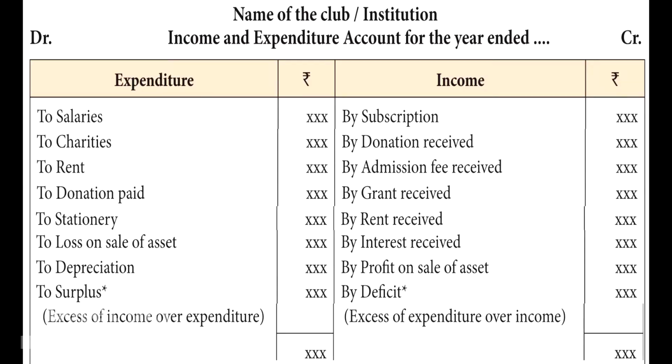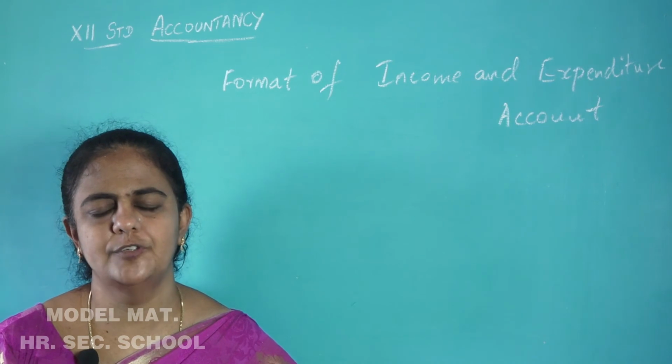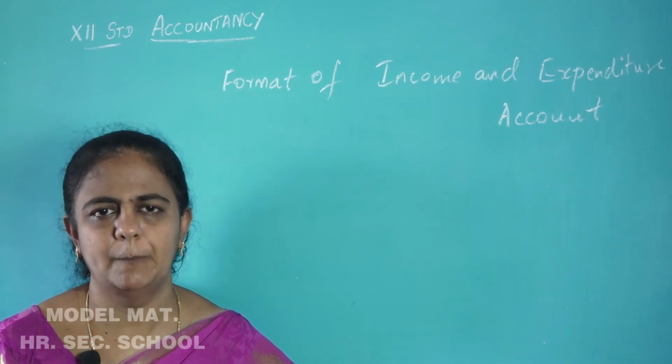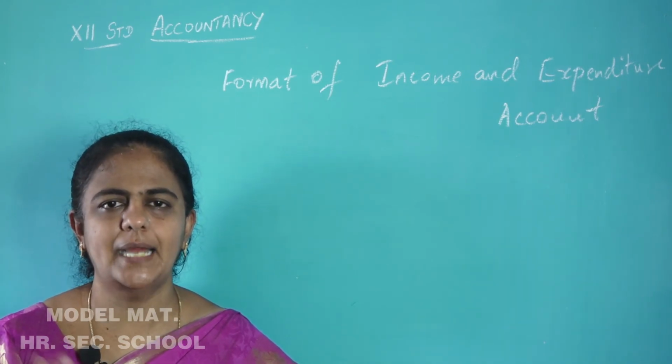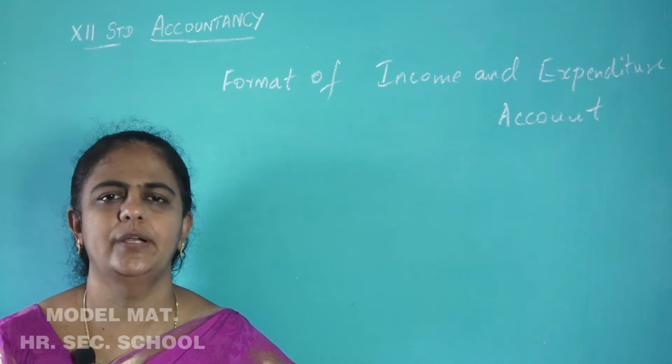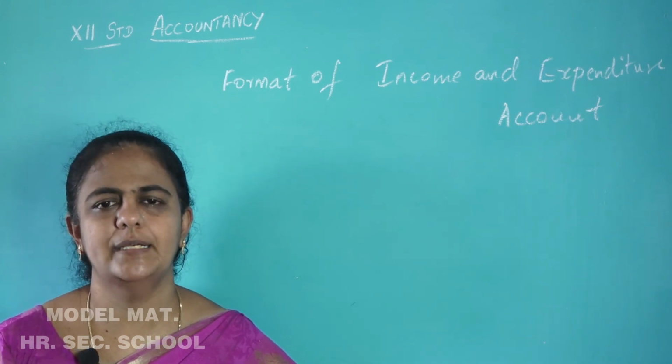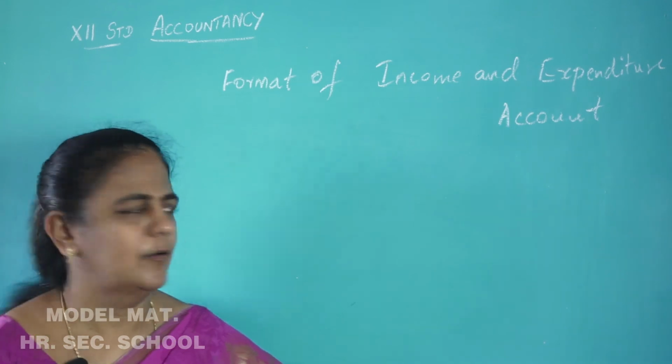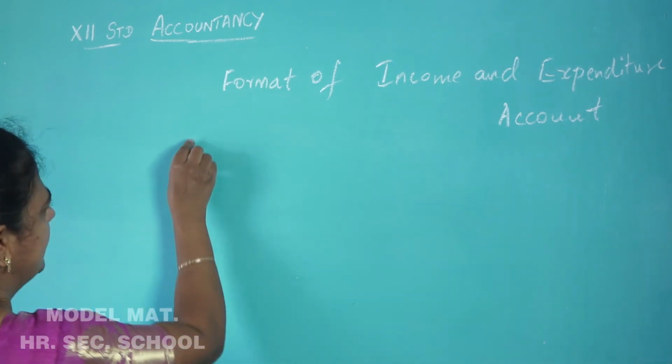Watch the screen. First you have to write the name of the club or the institution. Then below that you have to write income and expenditure account for the year ended, whichever year is given there. Then what has to be written on the debit side? On the debit side, first you have to write the expenditure. You say income and expenditure account, but when you are writing, you have to write it as expenditure first.